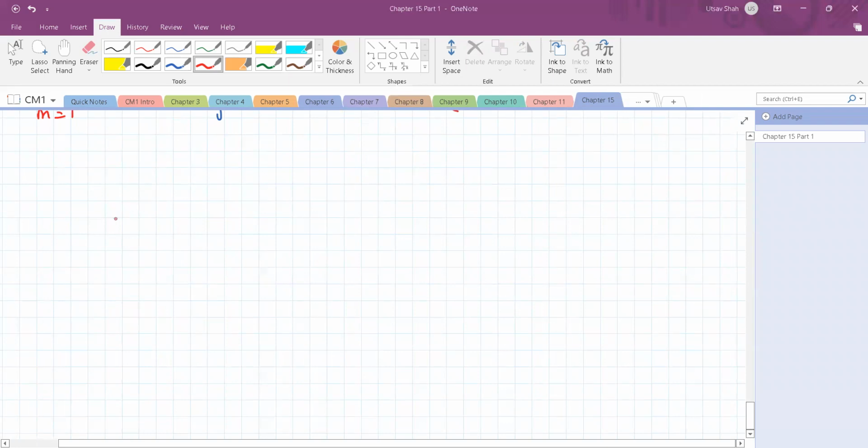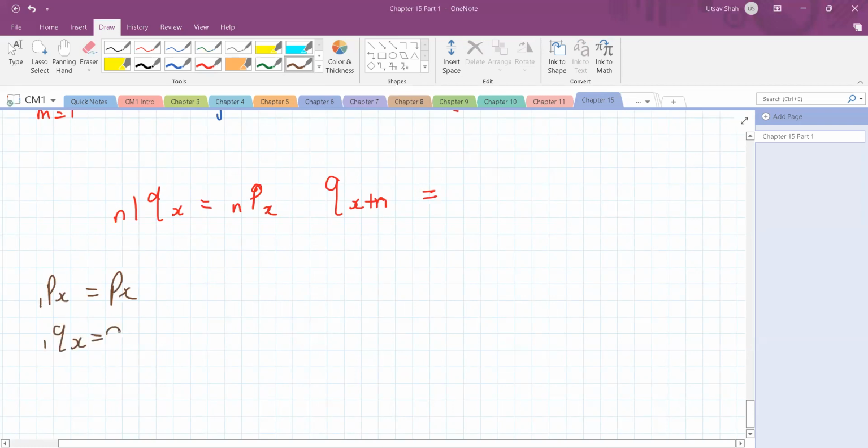So what will be the formula? n deferred qx, very similar. It will be npx. Instead of mqx plus n, now it will just be 1qx plus n. And 1qx plus n is simply qx plus n. Dying within the next year is simply qx plus n. All right. Also, a side note: if there is 1px, it simply means px. 1qx simply means qx. This is a side note.